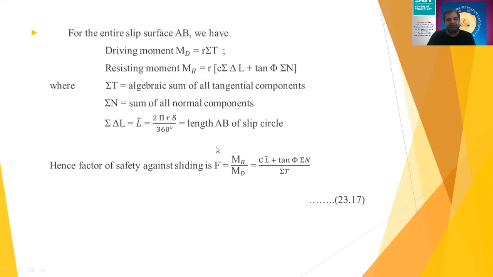So if you put this particular value in the factor of safety, which is nothing but resisting moment upon driving moment, then this equation will become C L R plus sigma n tan phi upon sigma t. From this equation, you can find out the value of stability for any type of soil using this Swedish slip circle method, right? Now the question is how to calculate the value of sigma n and sigma t.